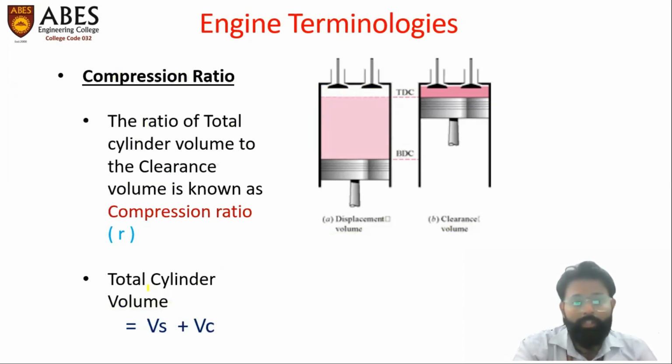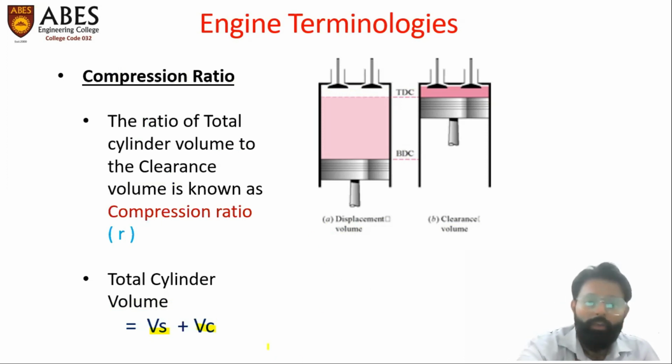What is the total cylinder volume? Swept volume plus clearance volume, that means VS plus VC. This total volume divided by VC, that is VS plus VC divided by VC, will give us a ratio which is called the compression ratio. This compression ratio is also referred to as the volume before compression divided by the volume after compression.